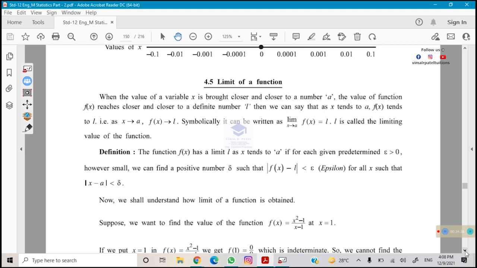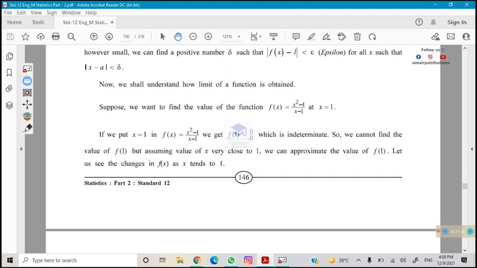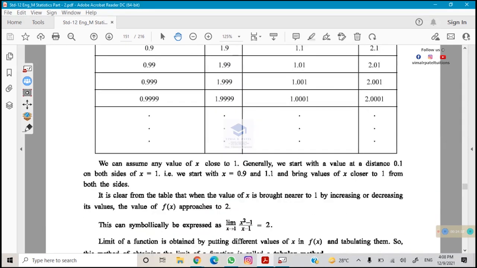Now there are different methods of finding limit. Now first of all, it is tabular method.